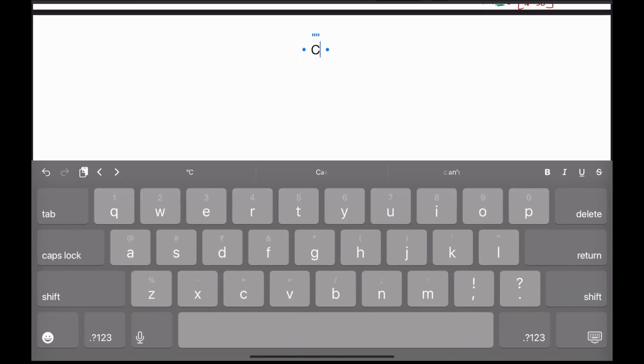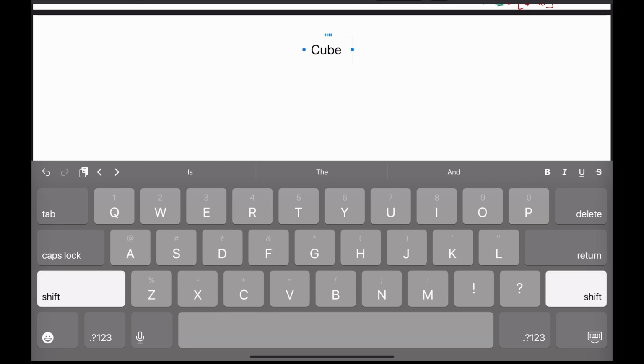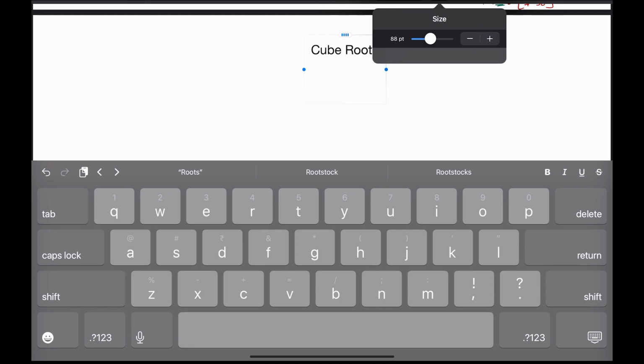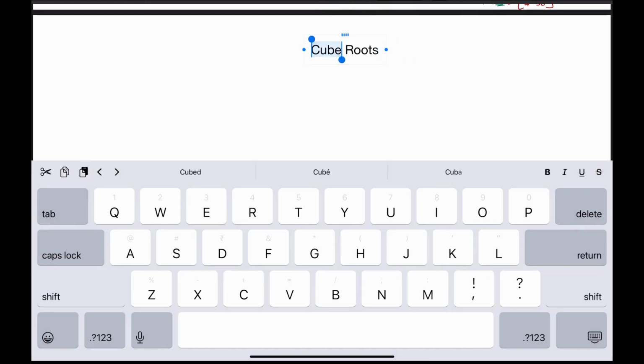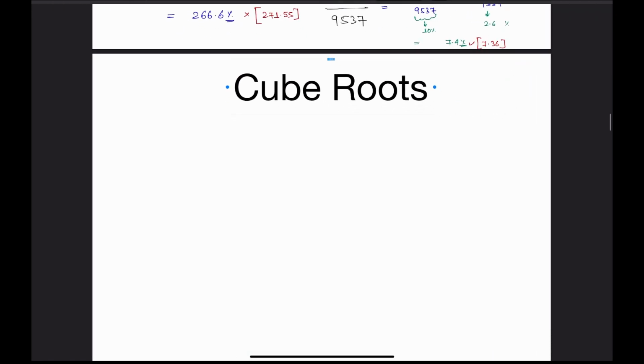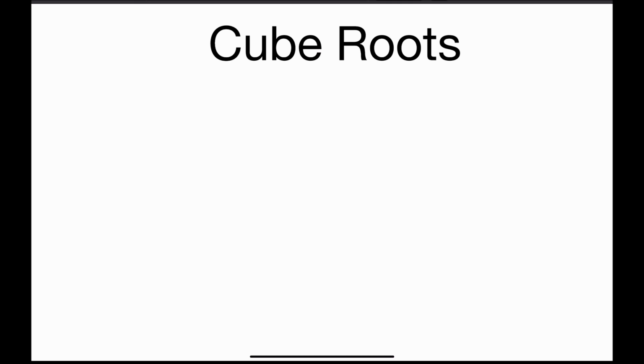So in the continuation of the same Vedic mathematics, today we will learn about cube roots. So our topic for today is cube roots. So today we will deal with the cube roots.